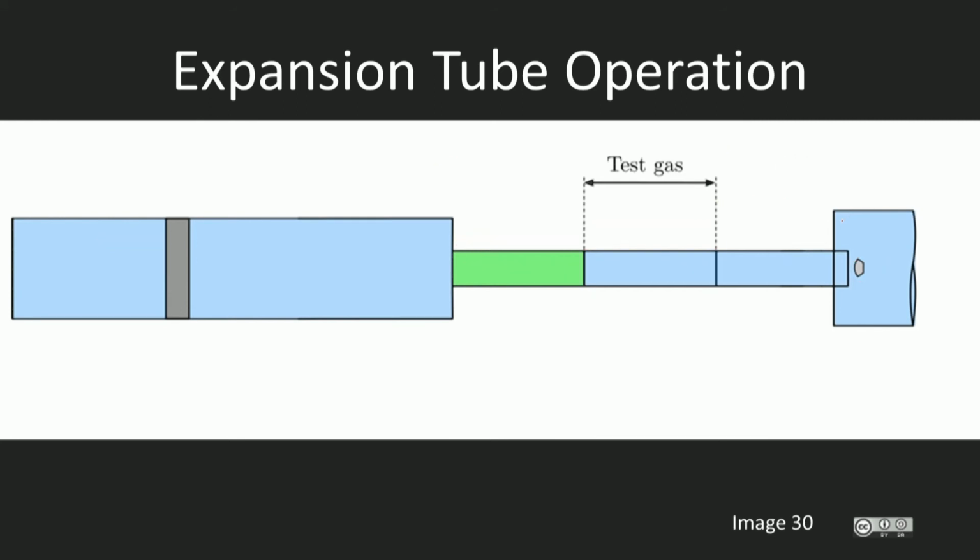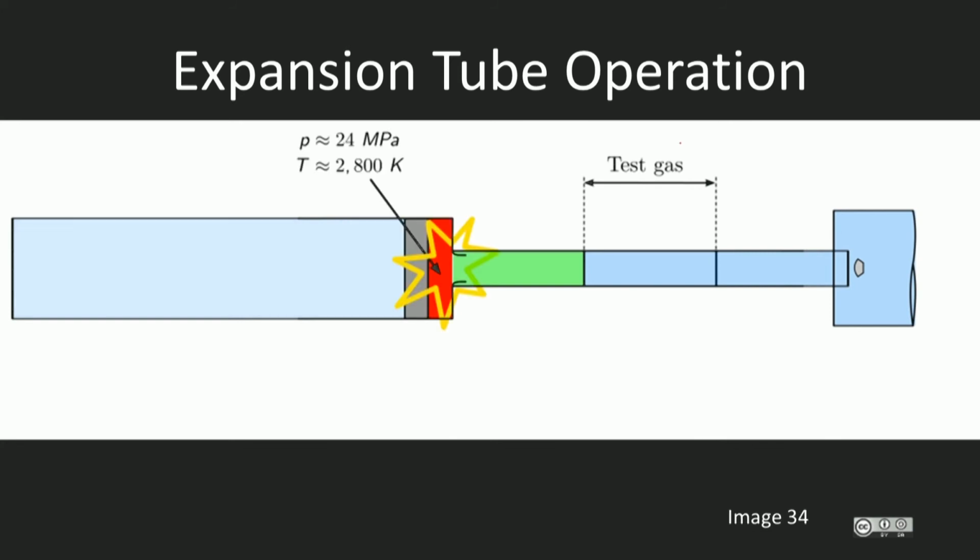Again, when we're operating this facility, the first thing we do is we release the piston. Now, pay close attention to what happens to our length of test gas. So, like with T4, when we release the piston, it accelerates down the tube, compressively heating the driver gas until the diaphragm ruptures. At this point in X2, the driver gas is at a pressure of approximately 240 atmospheres and a temperature of 2,800 Kelvin.